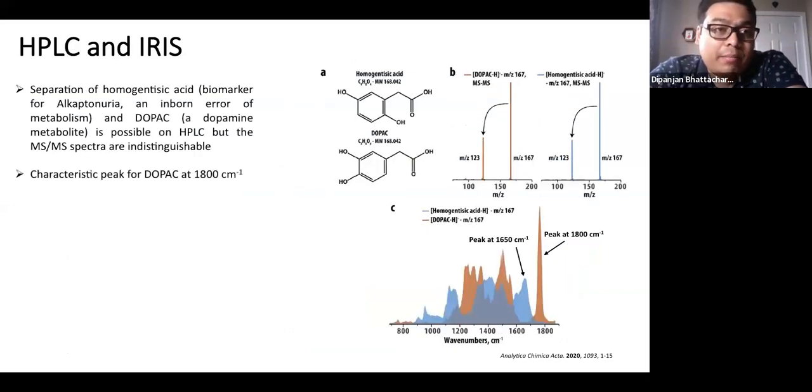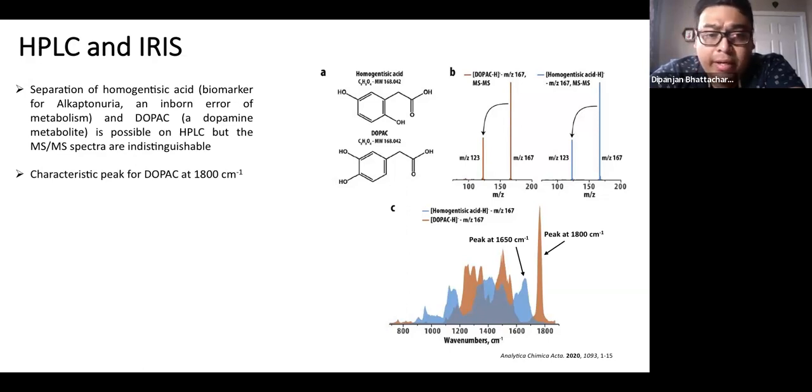Now I'll show you an example where HPLC and IRIS were combined. So this is an example of the separation of homogentisic acid, which is a biomarker for alkaptonuria, which is an inborn error of metabolism, and DOPAC, which is basically a dopamine metabolite. They're separable in HPLC, but if you look at their MSMS in panel B, they're basically identical. So you can't tell which one is which. But once you do the IRIS, you will see their IR spectra are so different.